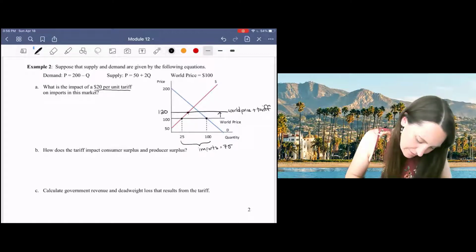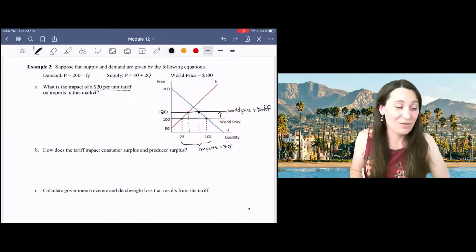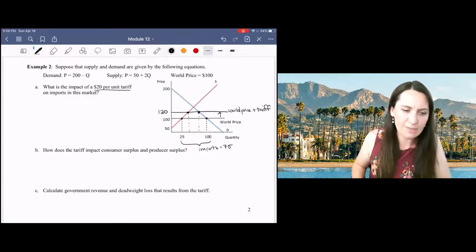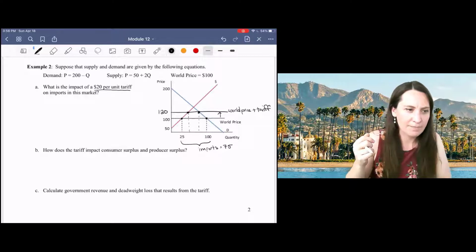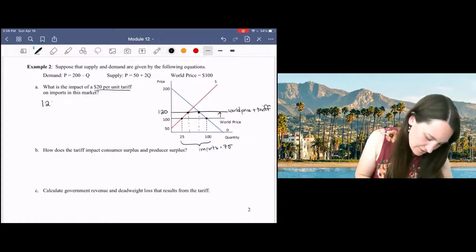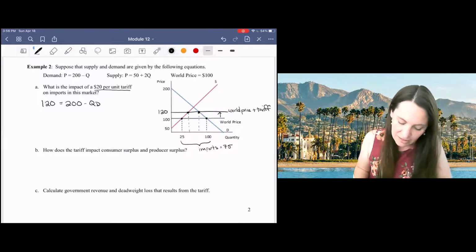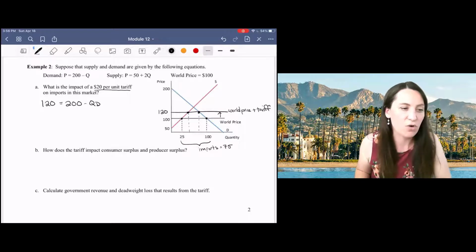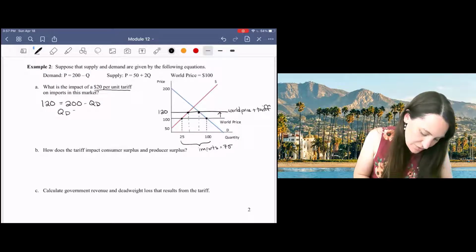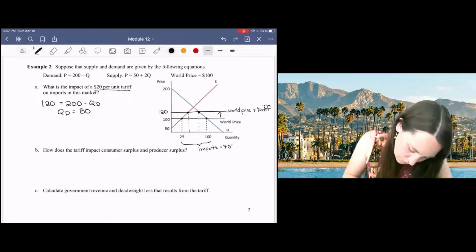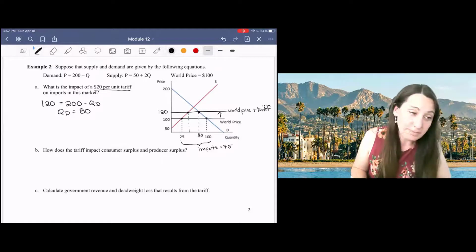And the impact of that will be to decrease the quantity of imports, of course, since importing has become more expensive. And we can find the new quantity of imports by just plugging our new cost of importing into the supply and demand equations to find the quantity consumed and produced domestically now underneath the tariff. All right, so 120 equals 200 minus quantity demanded. And I can see that my quantity demanded with the tariff will be 80.